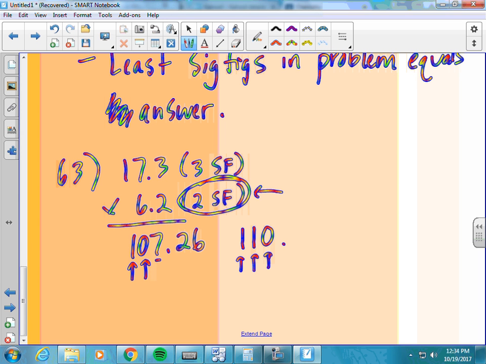Okay, so when I'm trying to figure the significant figures, just do my math. Find out how many significant figures are in each number I'm using in the problem. And whatever one's least, I want my answer to have that many significant figures. So it's going to have 2.